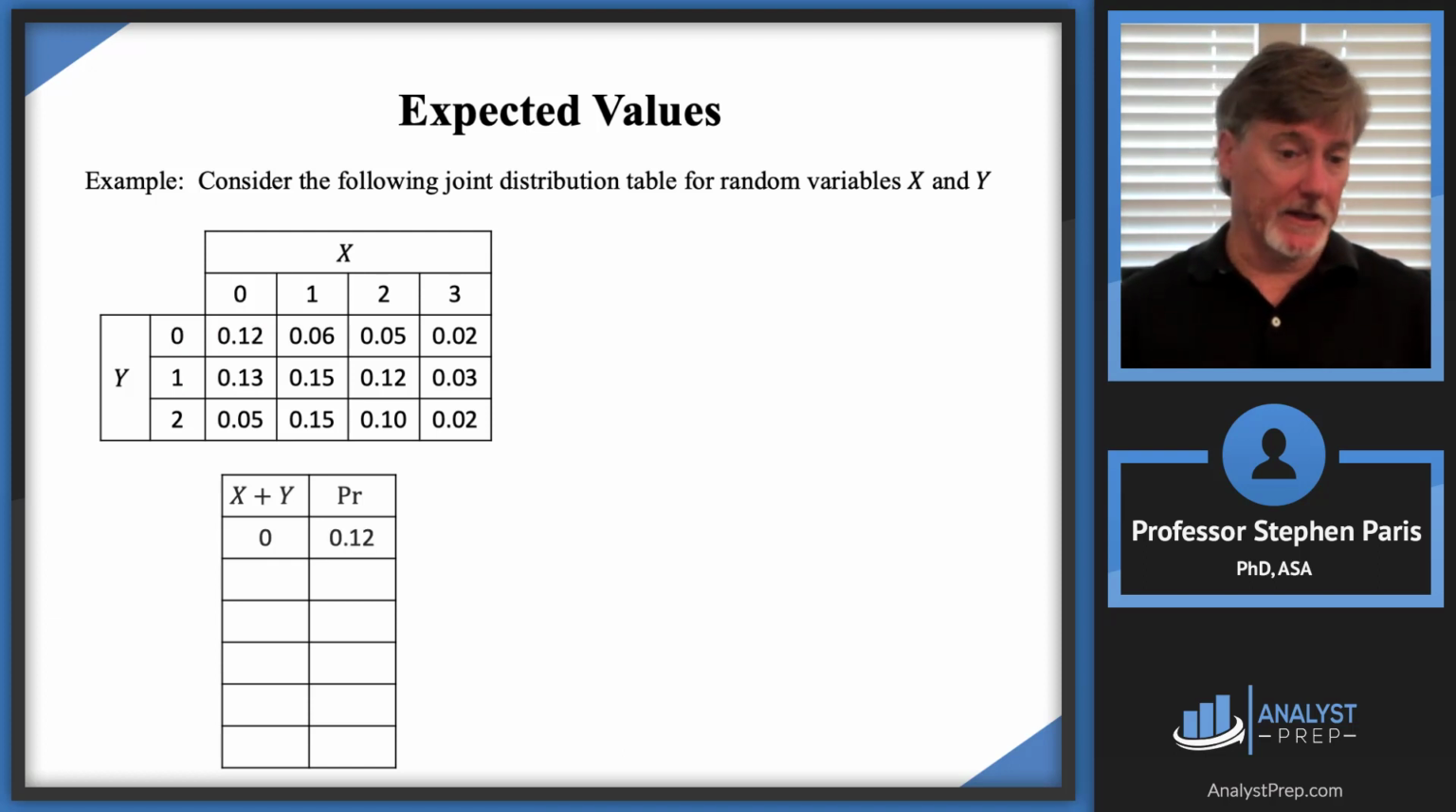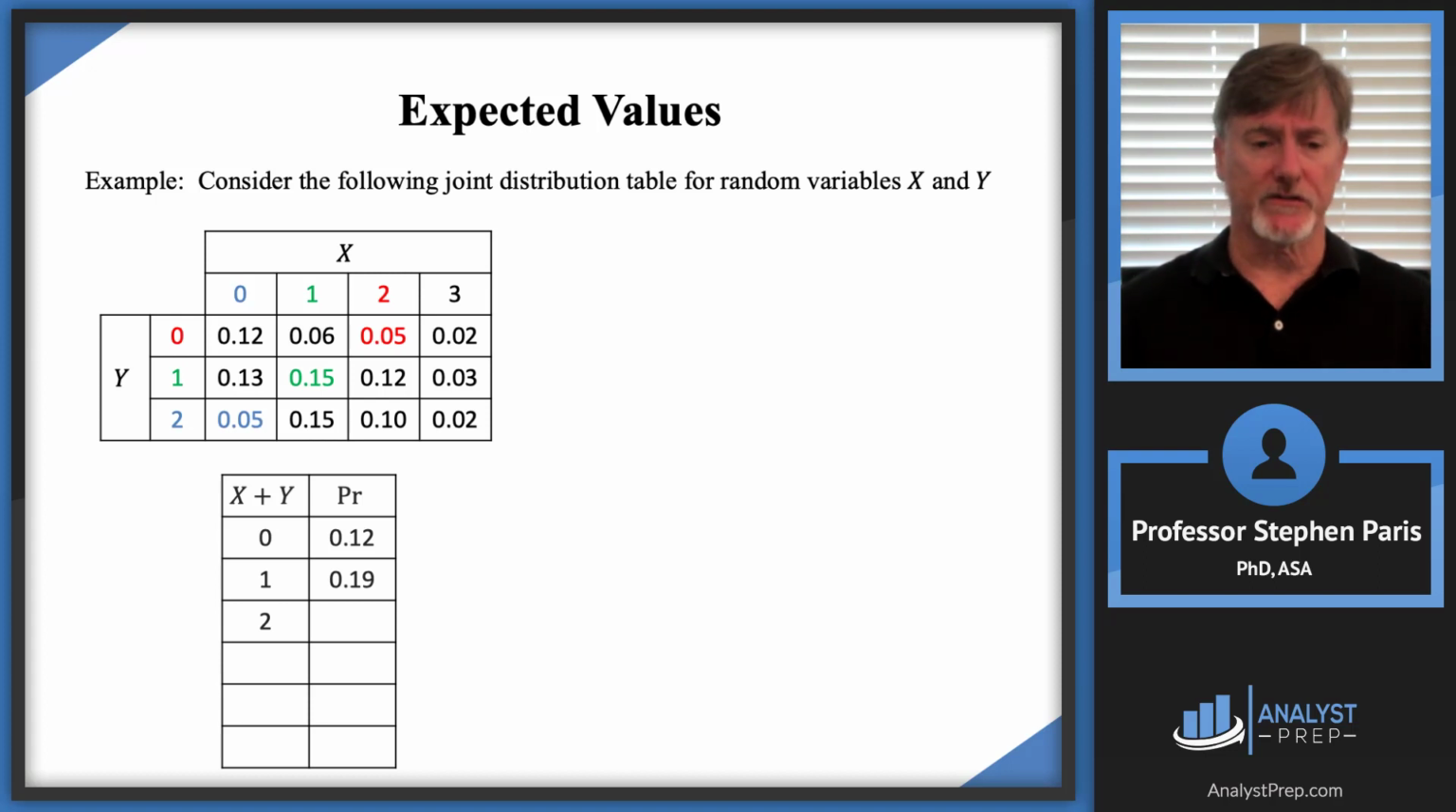If I want the next smallest value that cap X plus cap Y could be, that would be a 1. Notice that could occur in two different ways. It could occur by cap X being 0 and cap Y being 1, and the probability of that is the 0.13 in red. Or cap X could be 1 and cap Y could be 0, and the probability of that occurring is the one in green, the 0.08. So the probability that cap X plus cap Y would be 1 is just the sum of those two probabilities, or 0.19.